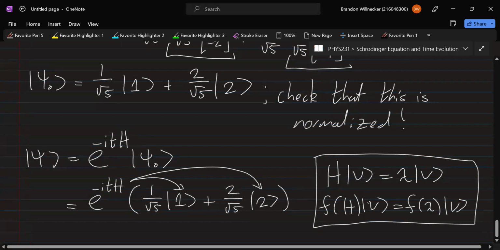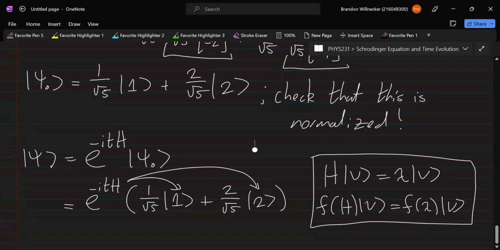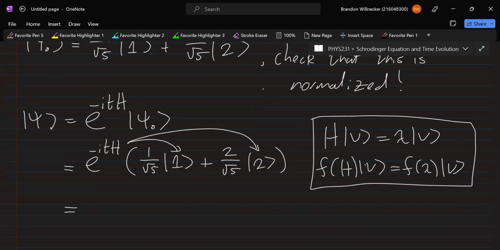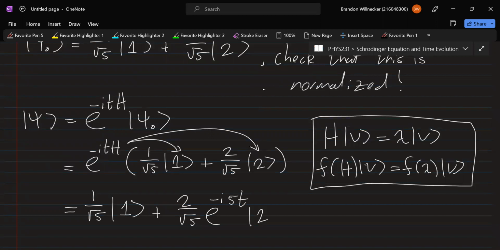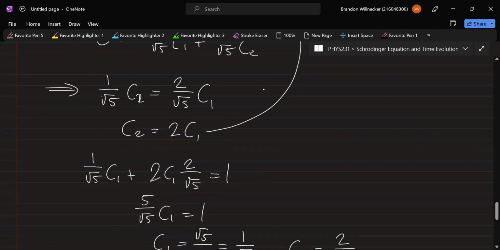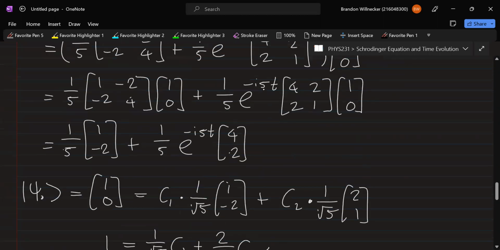So in fact, we can write this as 1 over root 5, 1, because remember that first eigenvalue was 0, e to the 0 is 1. And then we have plus 2 over root 5, e to the minus i root 5 t on |2>. And then the problem is solved. We have the same answer that we had before. If we look back here to the previous one over here.